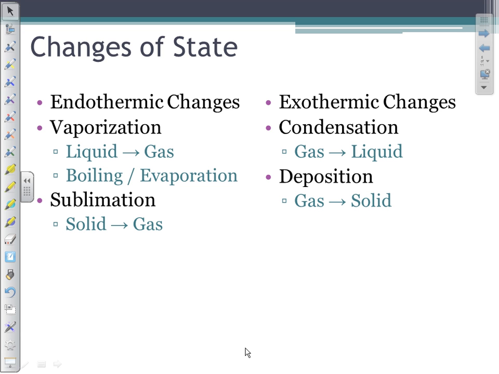It goes straight from a solid phase into a gas phase. Same thing when it cools down. If you get it cold enough, carbon dioxide doesn't go through a liquid phase. It'll go straight from a gas phase into a solid phase if it's cold enough. Okay. All right, good there.